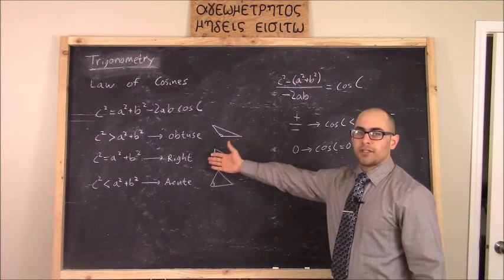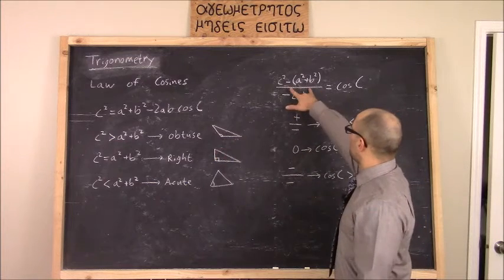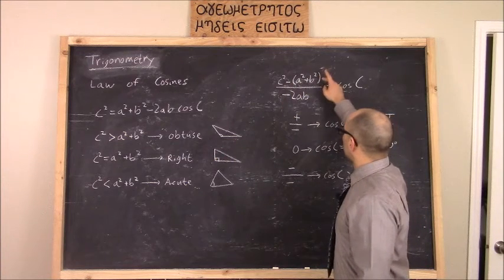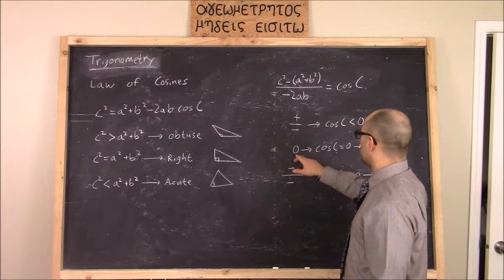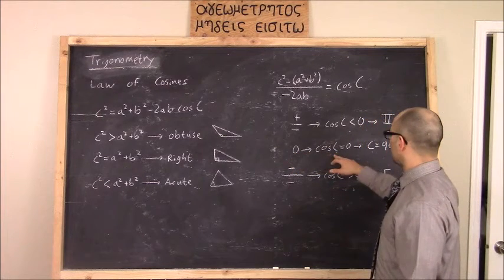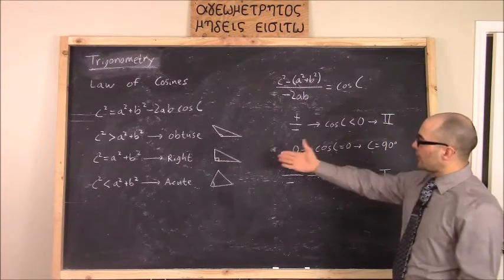We've already mentioned that if c squared is equal to a squared plus b squared, well, that'll make the numerator 0. 0 divided by anything is 0. Cosine of c is 0, meaning c is equal to 90 degrees, a right triangle.